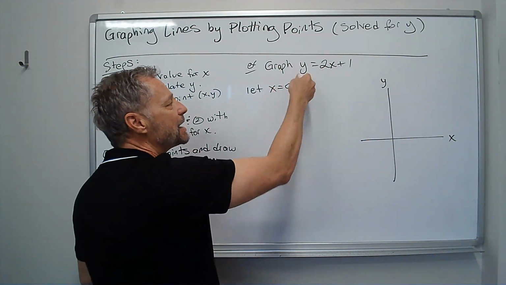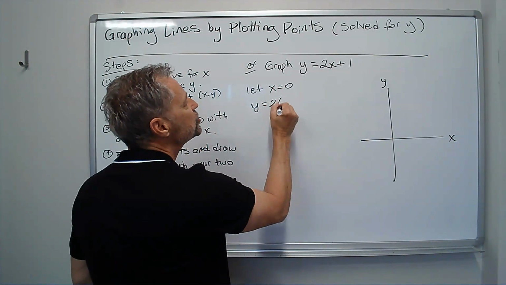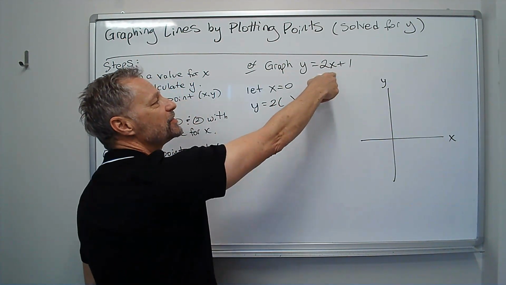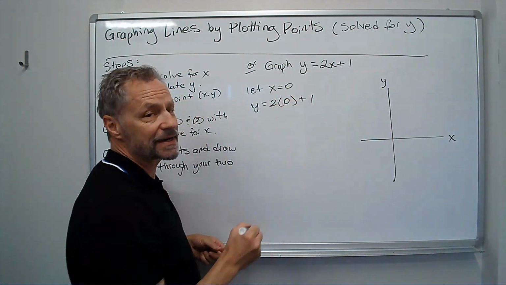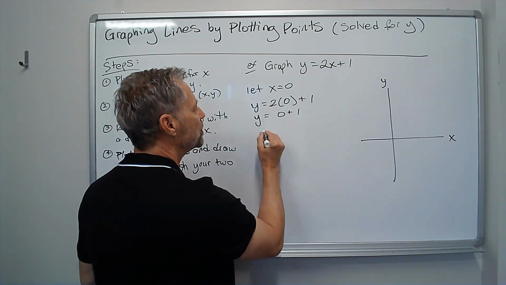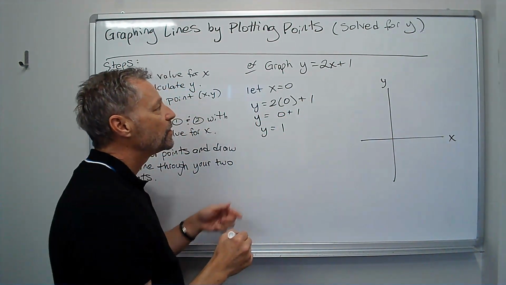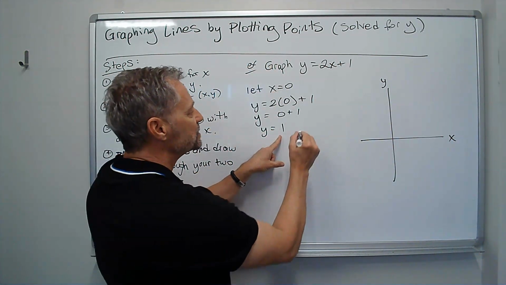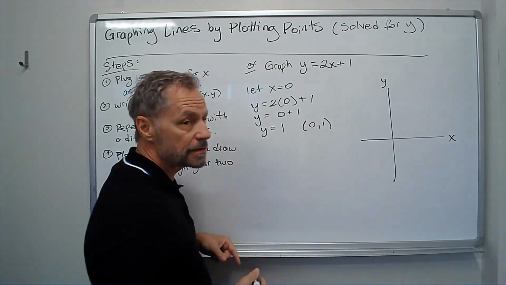So when I do that, I plug it in up here. I get y equals 2 times something plus 1. Well, the something, the x value, is 0. I just plug that in right there, and then I calculate y. y equals, oh, that's 0 plus 1, or y equals 1. Well, that gave me the point. When x is 0, y is 1. So I've got (0, 1).